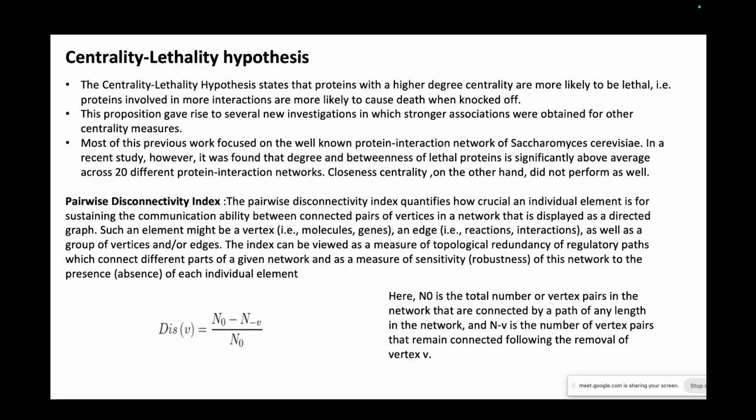Okay, now we come to a very important concept, specifically for our scenarios, which is the centrality lethality hypothesis.